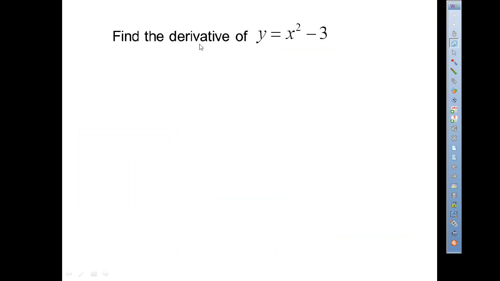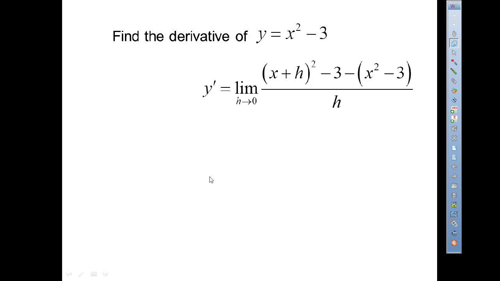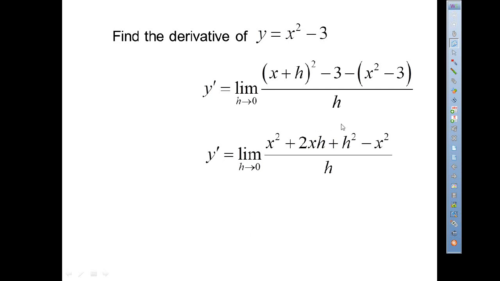All right, so let's find the derivative of y equals x squared minus 3. Well, we could do it this way and go through the process. Don't write all this down in your notes. You don't need it. We've done plenty of work with this. And you're going to end up getting the derivative is 2x. y prime equals 2x.